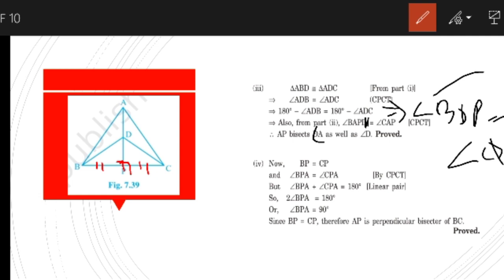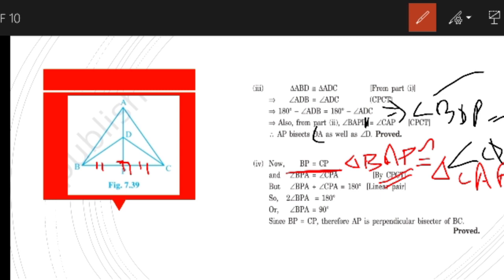Now BP is equal to CP can be proved by CPCT if we consider triangle ABP and triangle ACP. So when we consider triangle BAP is congruent to triangle CAP, by CPCT we can say that BP is equal to CP. Also we can say angle BPA and angle CPA are equal by CPCT.